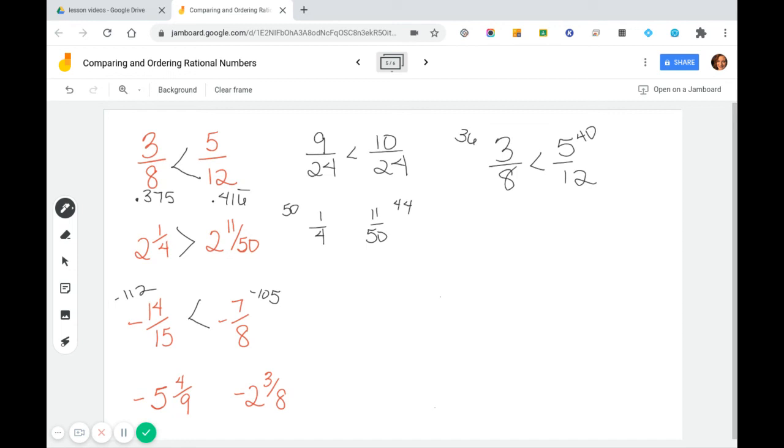The last problem here, please don't overthink this. I don't even need to worry about those fractions because just look at the numbers in front of them. -5 is further in the hole than -2. -2 is bigger. So who cares what fraction goes with it? You can compare them just with the numbers before them.